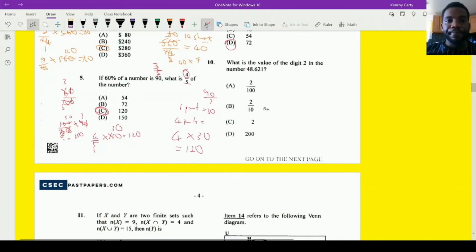Question 10. What is the value of the 2 in the number? All right, let us know our position. 6 is in the tenth, T-E-N-T-H. 2 is then in the hundredth, and 1 is in the thousandth. And when I say hundredth, it's symbolic of 2 over 100. When we say 6, it's symbolic of 6 over 10. But we're focused on the 2, so it's going to be 2 over 100.